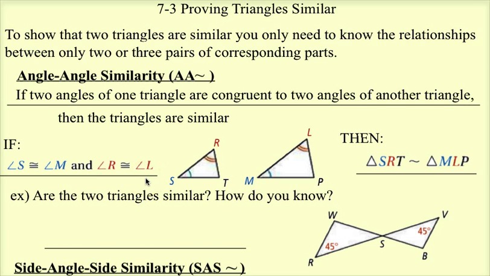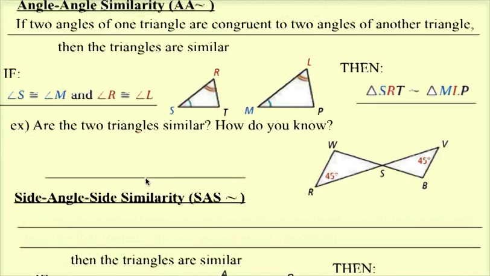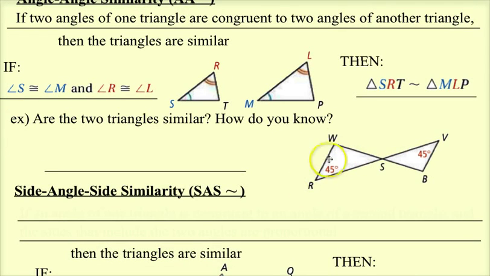I want to see if the two triangles are similar or not. Okay, so I have triangle RWS over here and triangle VBS over here. All they're showing me is one angle. Angle R is congruent to angle V. They're both 45 degrees, and they're not telling me anything else. But these triangles are similar, so try and figure out if you can, what other angle do I know, and mark it on your picture, and then you can answer the question.